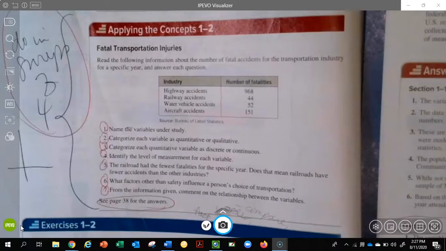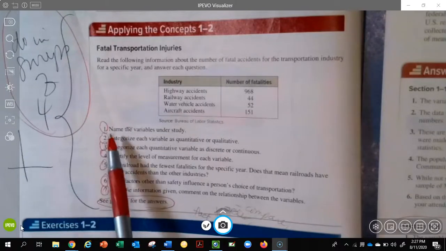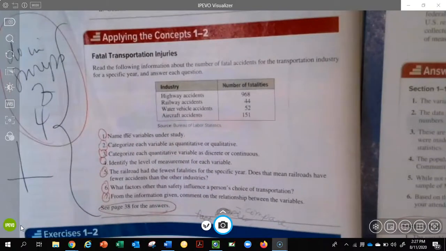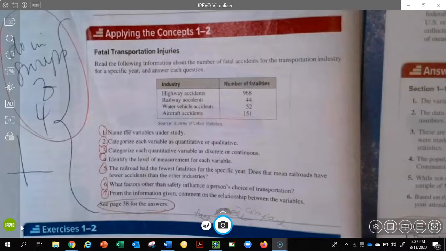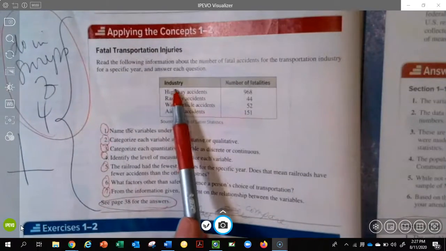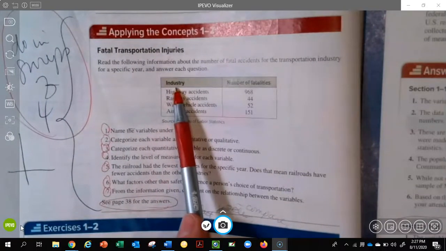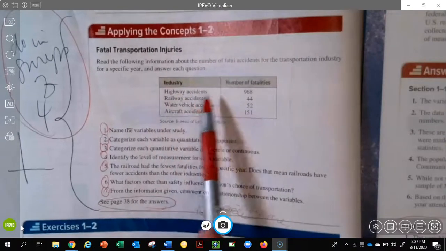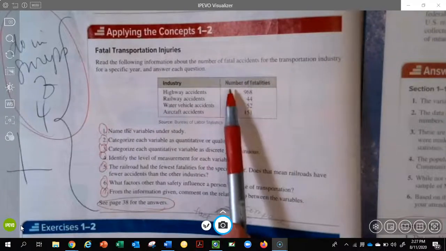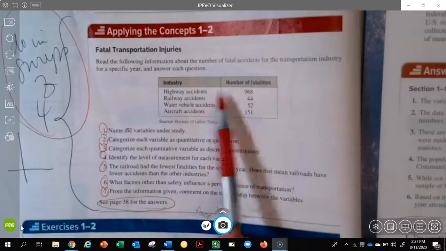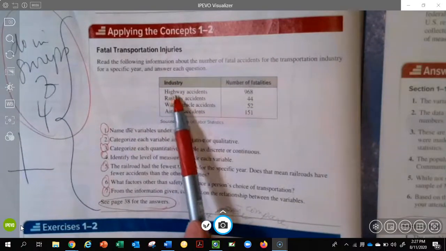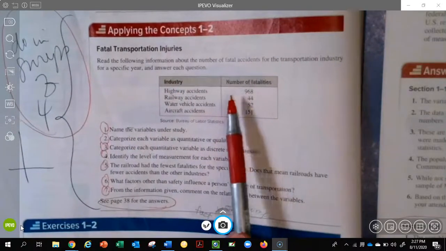And so now we're going to put everything together that we were talking about in 1-2, and like here, name the variables under the study. Well, that goes all the way back up here. It's the things that can change. And so our variables are the industry, and the question is, which industry? Oh, well, let me pick highway. And the other variable is, then what are the number of fatalities for highway, that industry? So the two variables are industry and number of fatalities.